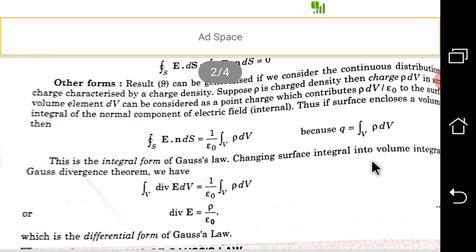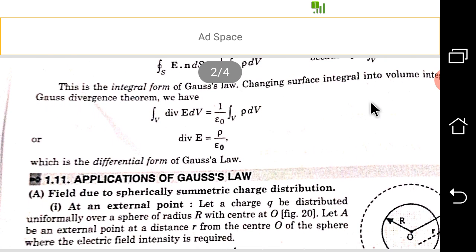Changing the surface integral into a volume integral, then you know about the Gauss divergence theorem. The volume integral of divergence of E dV is equal to 1 upon epsilon naught times the volume integral of rho into dV. So this equation shows that divergence of E is equal to rho upon epsilon naught, which is the differential form of the Gauss law.